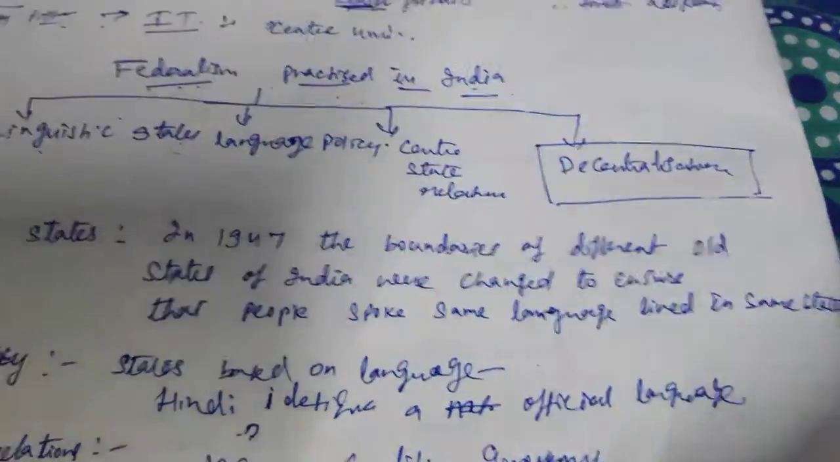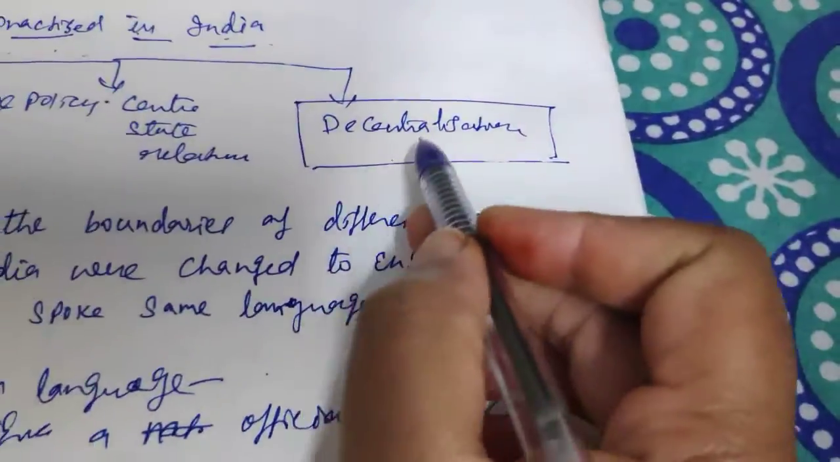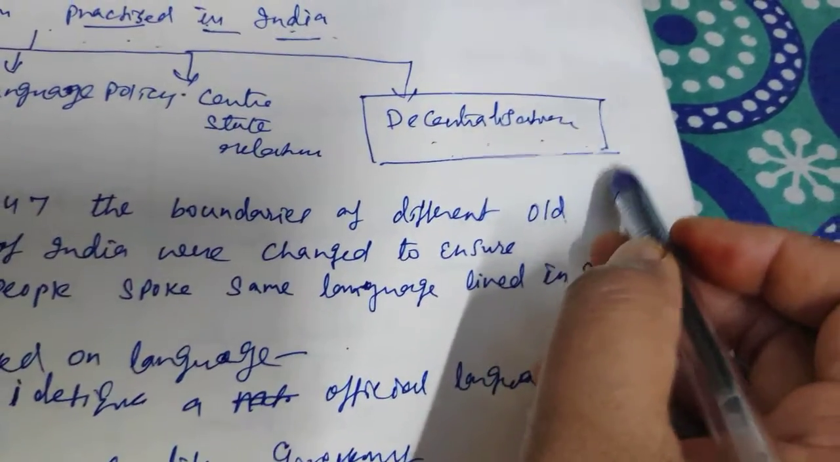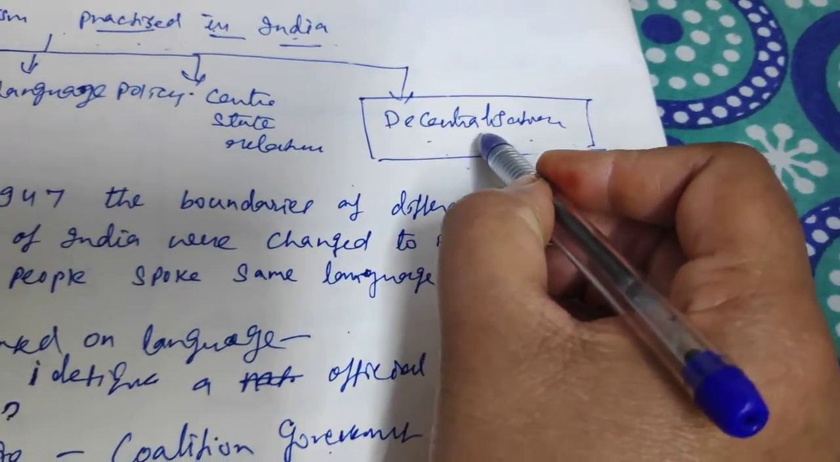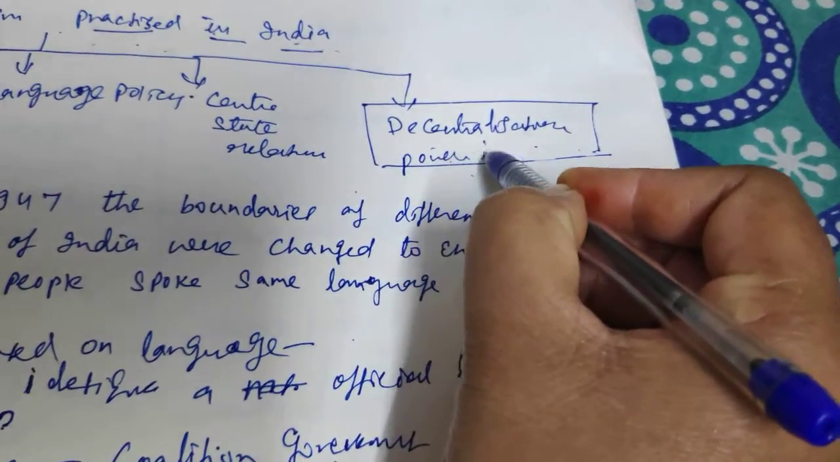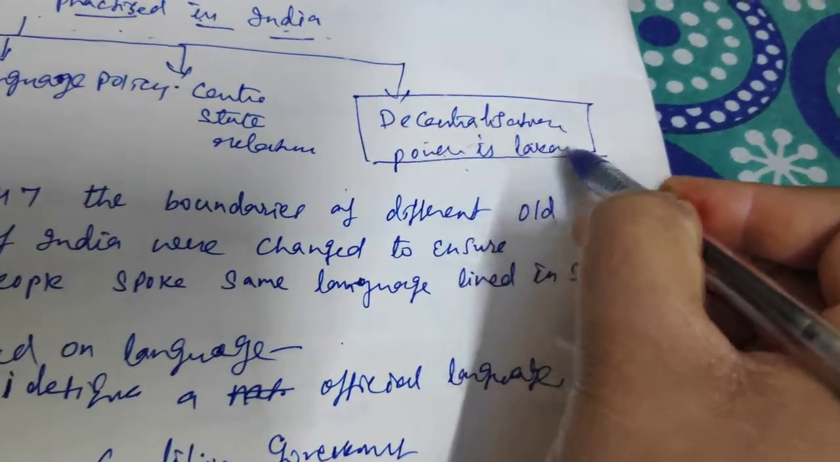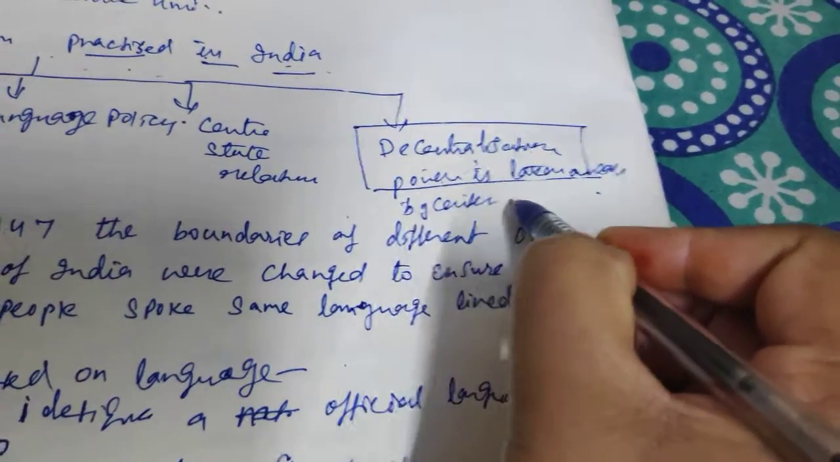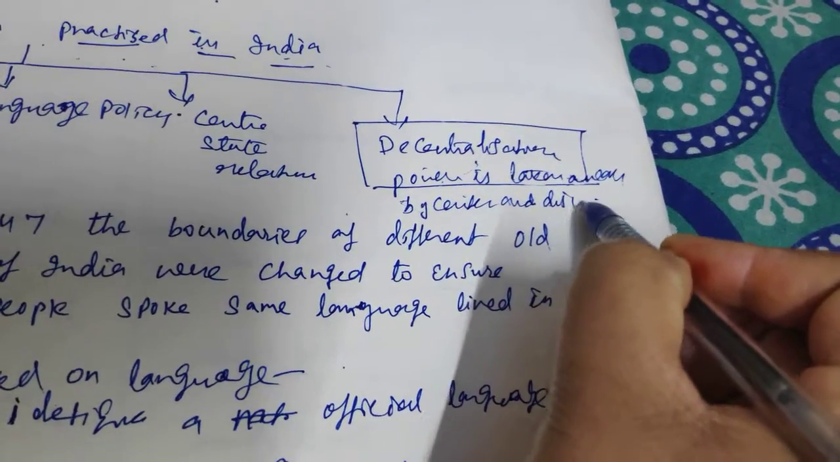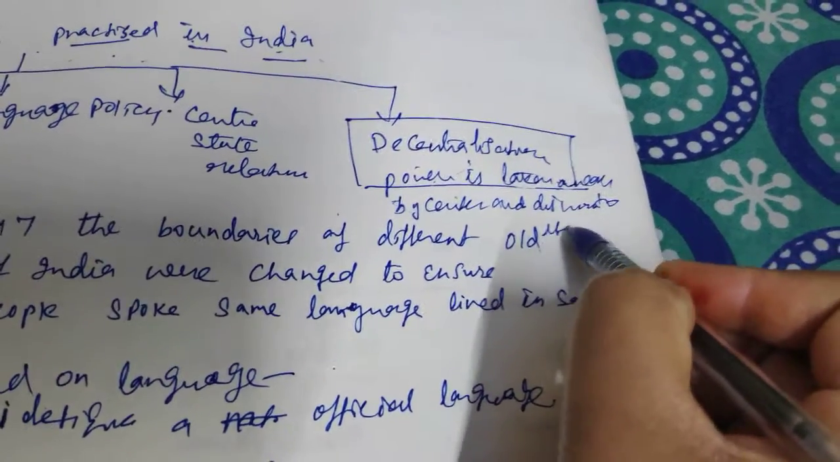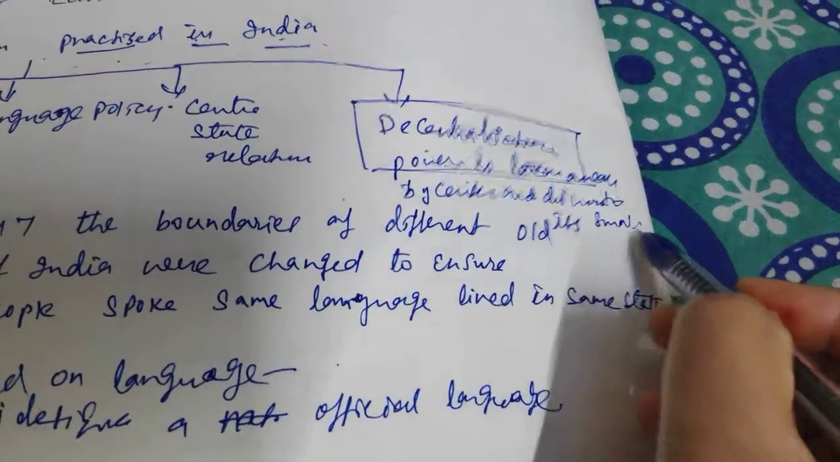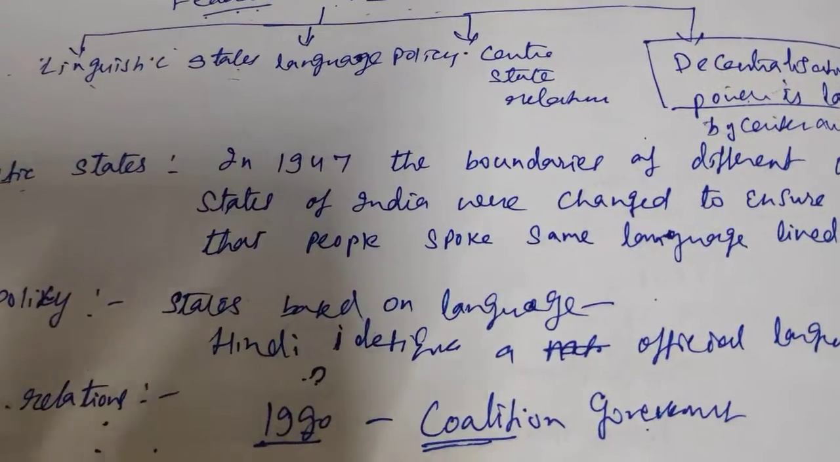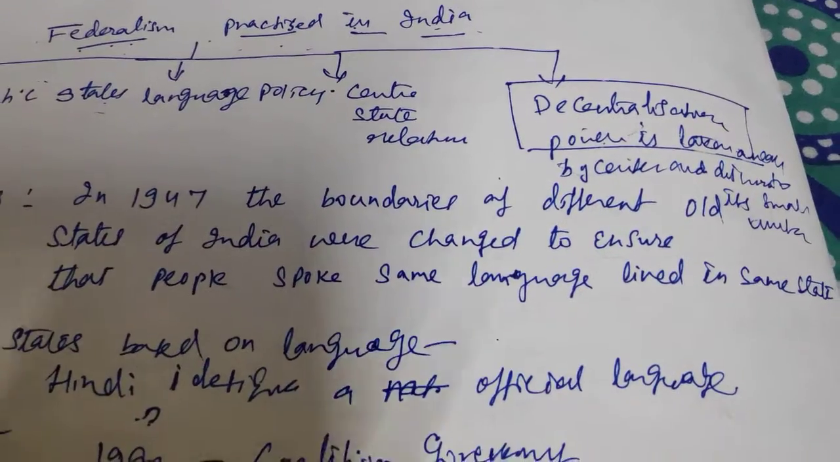Decentralization may be asked as a different aspect or part of the question, because decentralization means when power is taken away from the center and distributed to its smaller units. That is decentralization. Children, we will study about it in the next part.